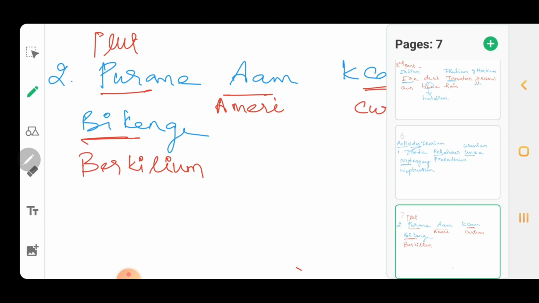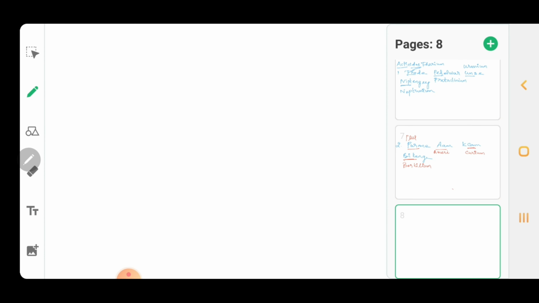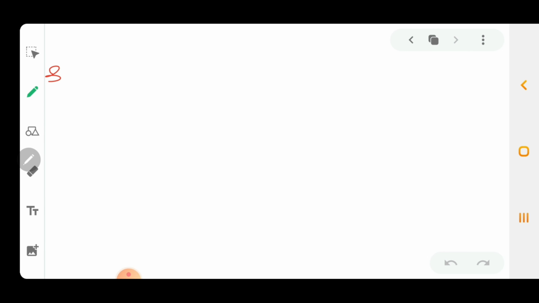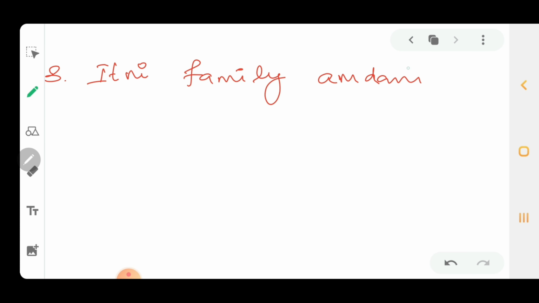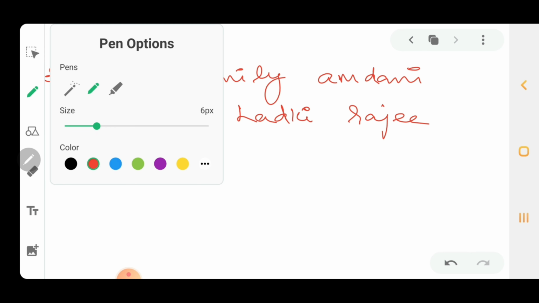Okay, now we will move to the last part of the mnemonics. The third one is Hitni family, Amdani, Main, No, Latki, Raji. And again we will decode it and understand what are the elements present in it.